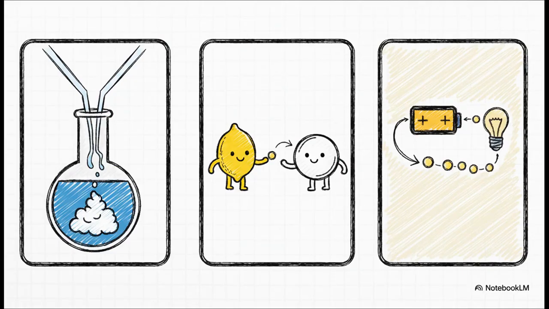And here they are, the big three we're going to break down: precipitation, acid-base, and oxidation reduction, which, thankfully, most people just call redox reactions. Understanding these three is really the key to unlocking how everything from baking to batteries works.